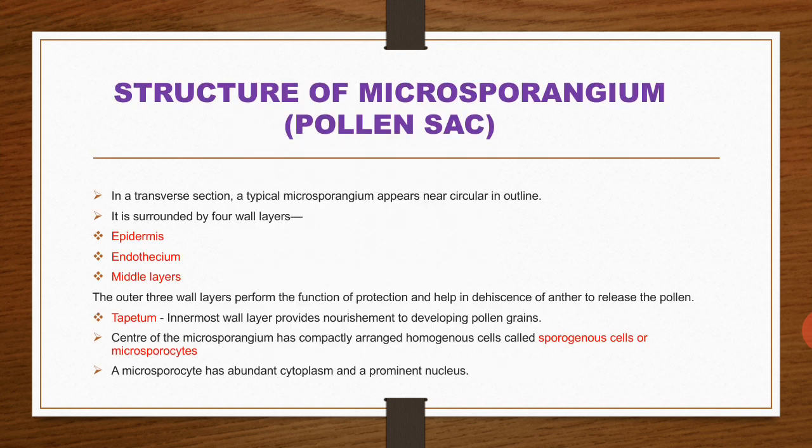Let us understand the structure of the microsporangium through the TS of an anther. In a transverse section, a typical microsporangium appears near circular in outline. It is surrounded by four wall layers: epidermis, endothecium, middle layers and tapetum. The center of the microsporangium has compactly arranged homogeneous cells called sporogenous tissue or microsporocytes.